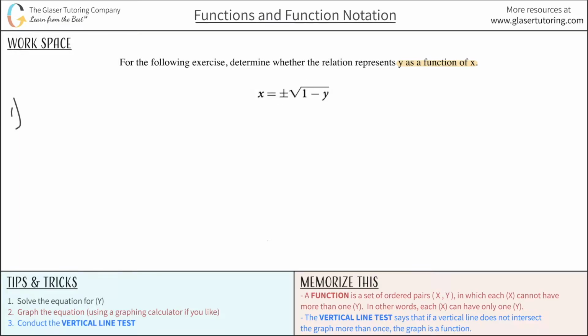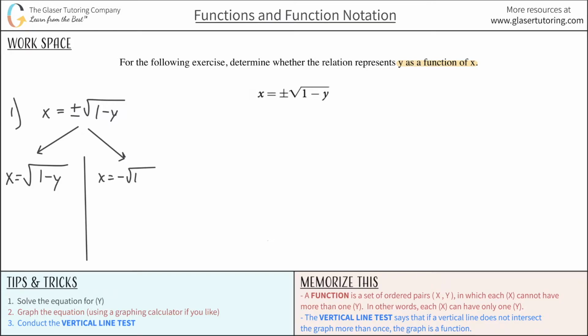So we have to do some algebra. Let's write this out. x is equal to plus or minus the radical of 1 minus y. The first thing I like to do, anytime I see a plus and minus sign, is separate this into two equations, the positive and the negative, and that will allow me to appropriately solve this. So x is equal to the square root of 1 minus y. I'll put a little dividing line here. And then we also have x is equal to negative radical 1 minus y.